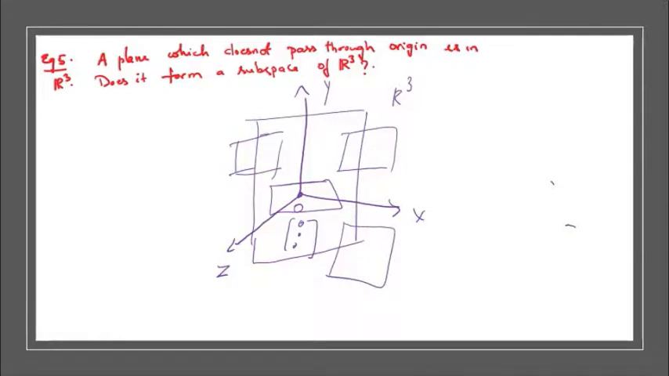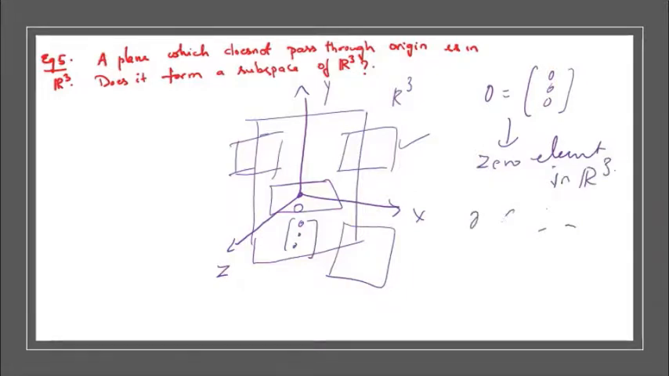Now what is our question? A plane which does not pass through origin. Suppose I have taken a plane which does not pass through origin. Can it be a subspace of R3? What is origin actually for R3? Origin is nothing but the zero element in R3. Now this 0 does not belong to our H here.